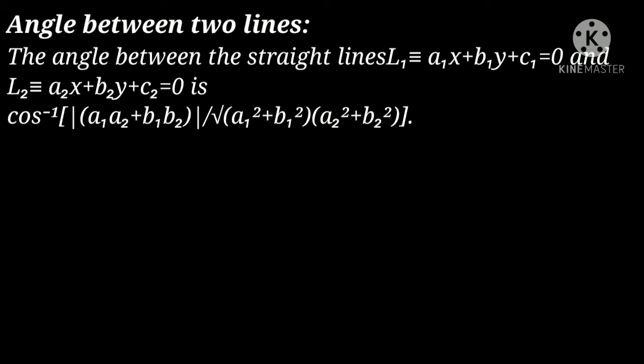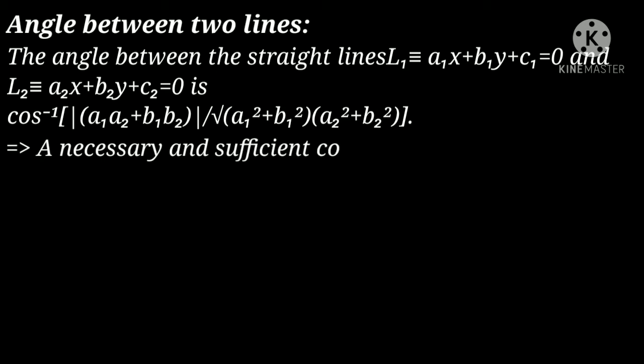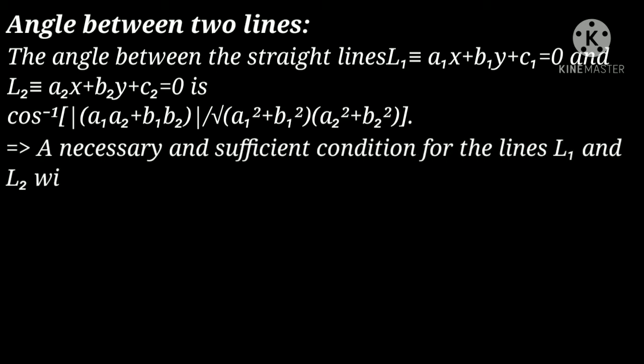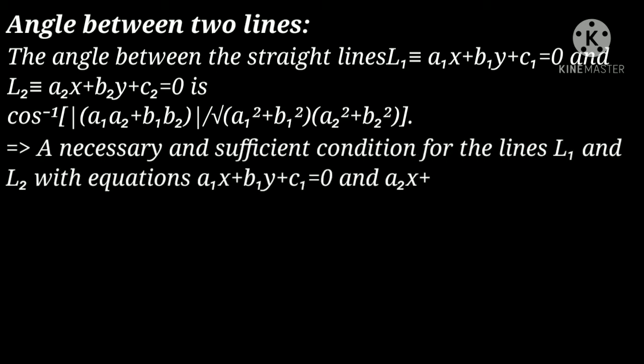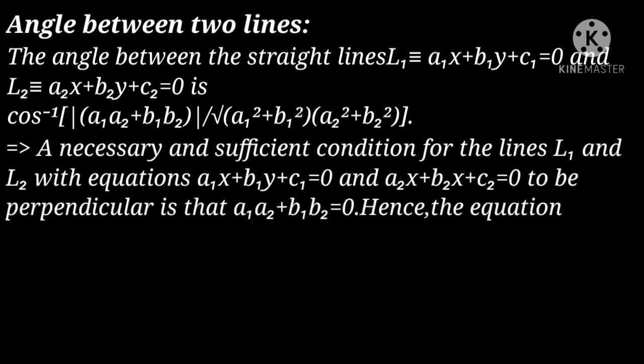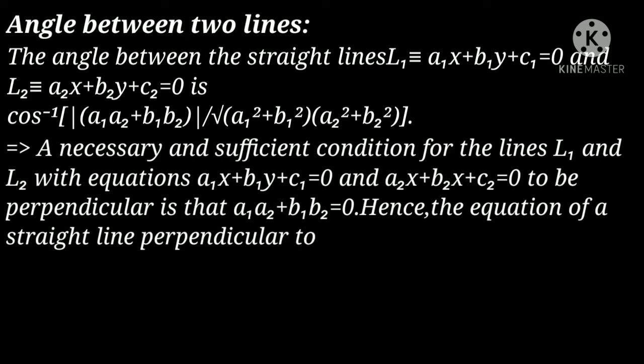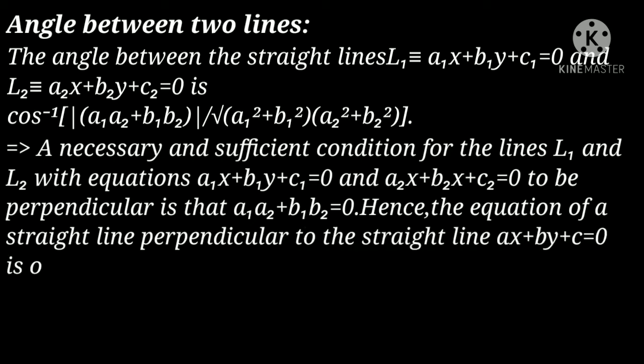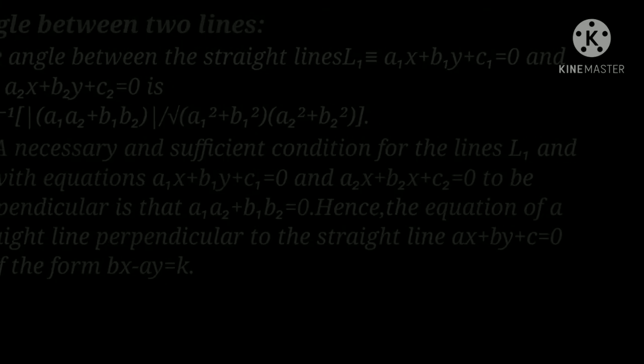First one, a necessary and sufficient condition for the lines L1 and L2 with equations a1x + b1y + c1 = 0 and a2x + b2y + c2 = 0 to be perpendicular is that a1 a2 + b1 b2 = 0. Hence, the equation of a straight line perpendicular to the straight line ax + by + c = 0 is of the form bx - ay = k.